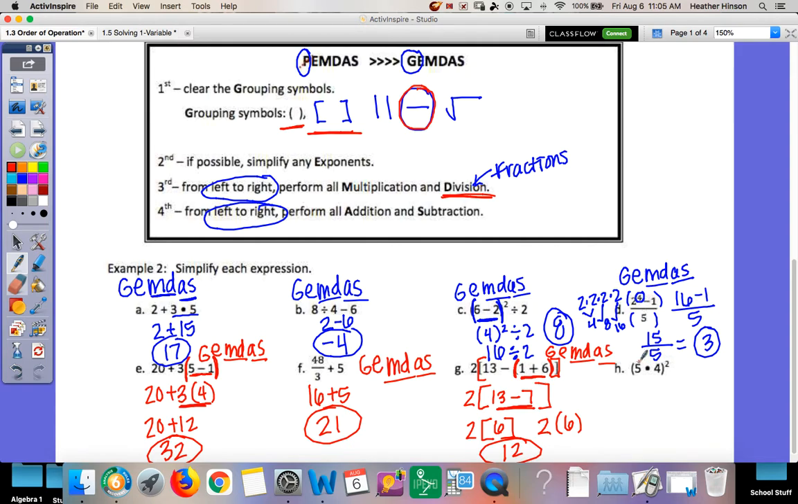Okay, last. Do we have any group? Yes, we have these parentheses. What can I do inside the group? 5 times 4. That is 20. So that's worked out the inside of the group. Then do I have exponents? Yes, we got the squared. That just means 20 times 20, which is 400. And then there's no multiplication or division, addition, or subtraction. That is it. Perfect.